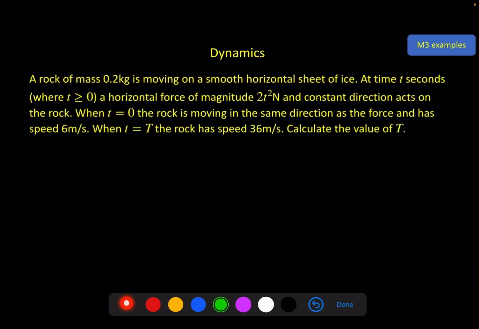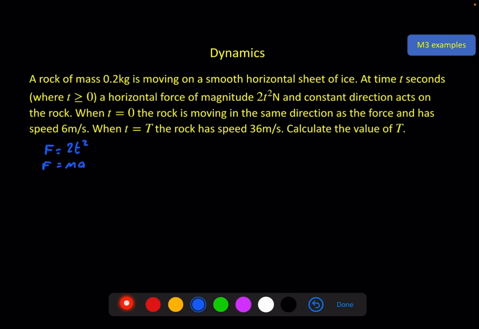Example number 2. A rock of mass 0.2 kilograms is moving on a smooth horizontal sheet of ice at time t seconds, where t is greater than or equal to 0. A horizontal force of magnitude this and constant direction acts on the rock. When t is 0, the rock is moving in the same direction as the force and has speed 6 meters per second. When t is equal to capital T, the rock has speed 36 meters per second. Calculate capital T.